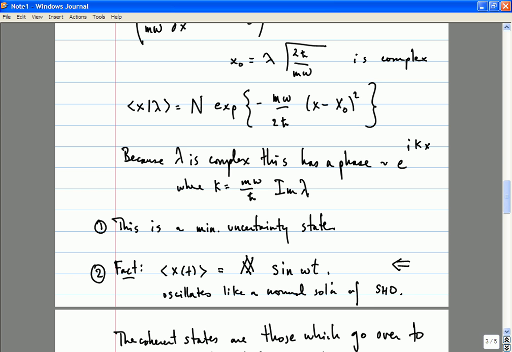So one of the confusing things about the energy eigenstates is that the observables x and p don't evolve at all, okay? Because that's the definition of an energy eigenstate. They're things that don't evolve in time.